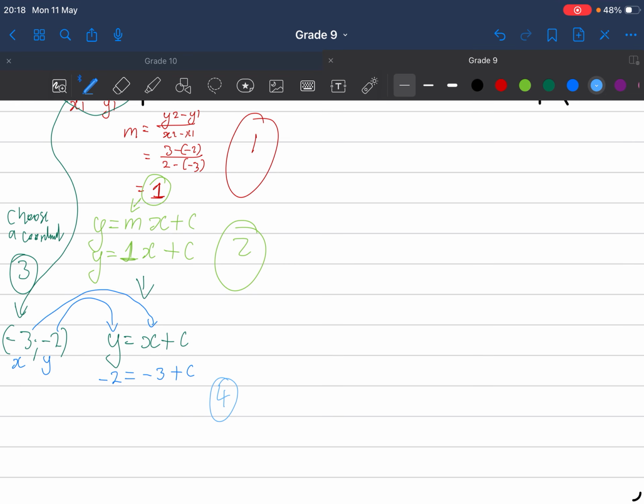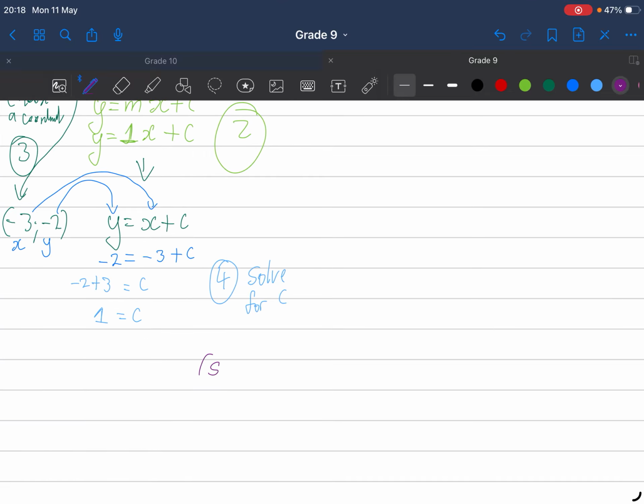And solve for c. This is the fourth part. So in this case, you're going to move your 3 across. So negative 2 plus 3 is equal to c. So c is equal to 1. And the last step for this is going to be filling in the m and c. So you remember y is equal to mx plus c. So now we found m was 1. So 1x, and c was also 1. So 1x plus 1. And that's my equation.